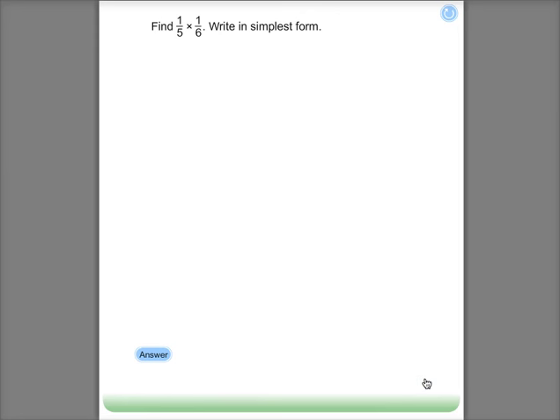Okay, this one's the first one for your journal. Find 1/5 times 1/6, write in simplest form. So you may want to stop the video. You may want to write this down so you don't have to go back and look for it.